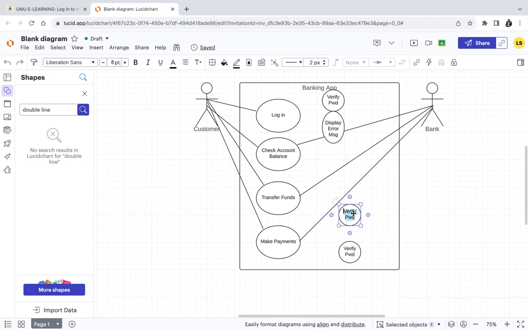We can have, maybe, pay through wallet. Or we can say pay from savings account. You get, these are also relationships that are include in nature. What you do is you connect this to this by using dotted lines.